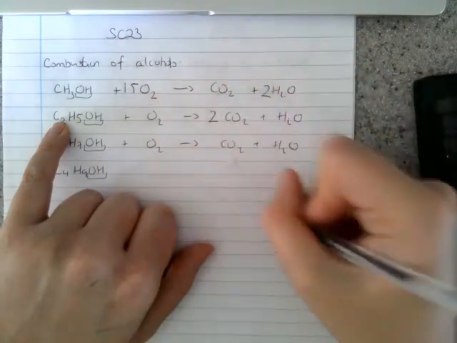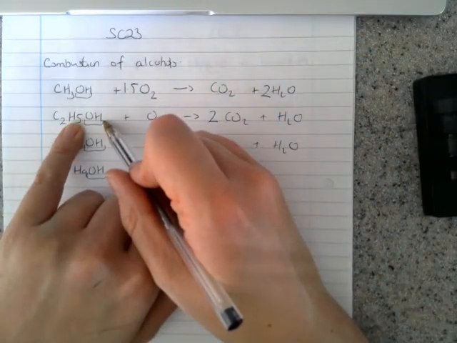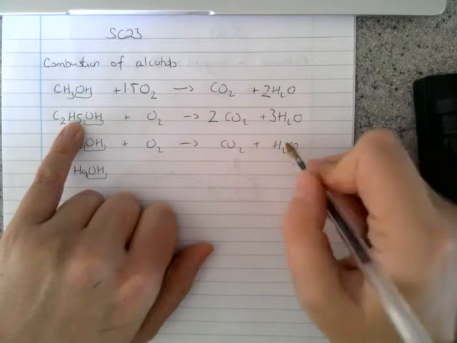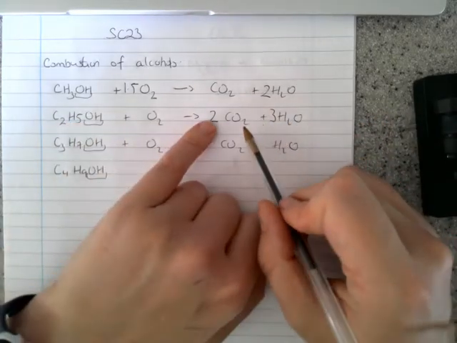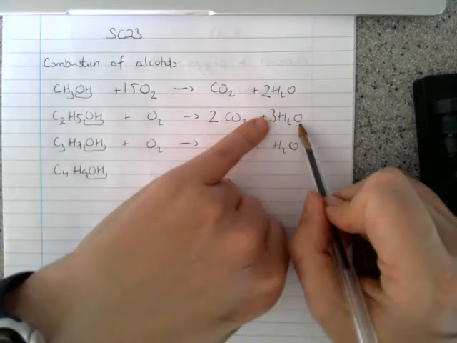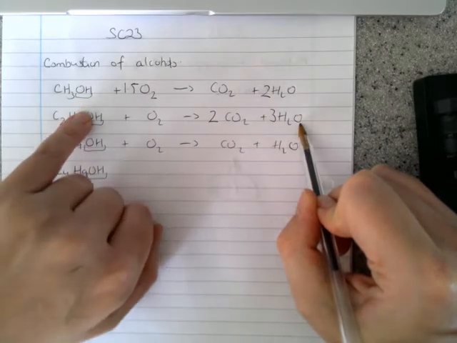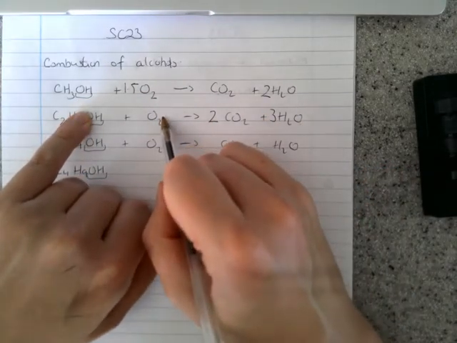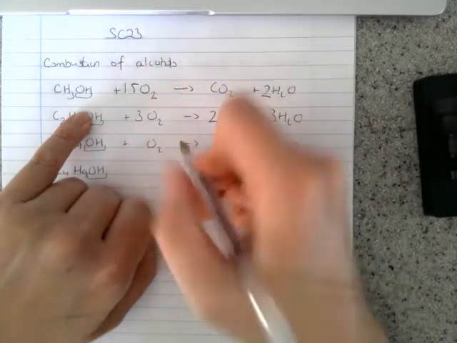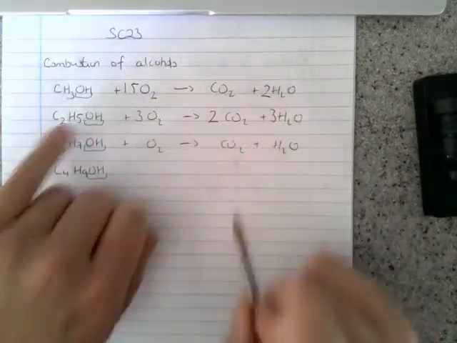The next one, I balance carbon first. So I put a 2 in front of the CO2. 5 plus 1 is 6 hydrogens. So I put a 3 here to give me 6 hydrogens. 2 times 2 is 4. 4 and 3 is 7. 7 oxygens on this side. I've got 1 oxygen here, so I need the O2 to give me 6. So I'm going to put a 3. 3 2s are 6 and 1 is 7, and then it's balanced.